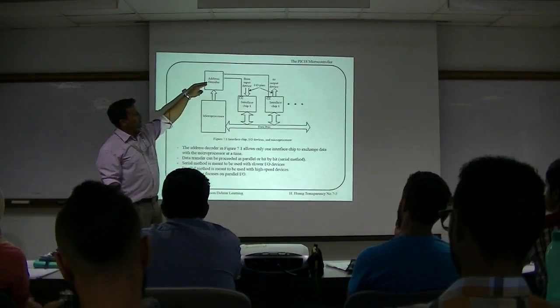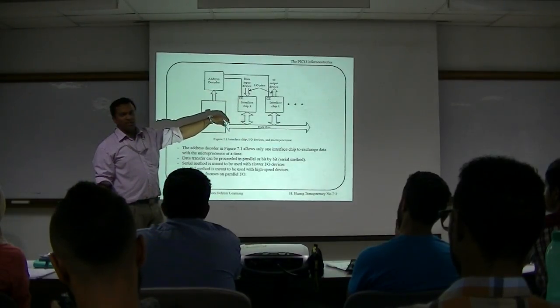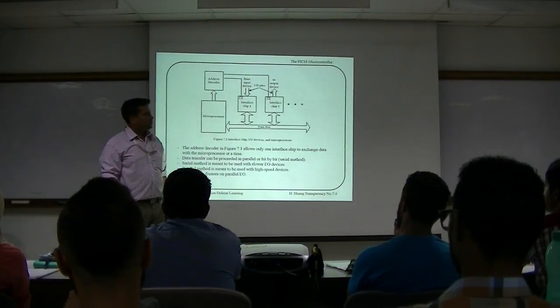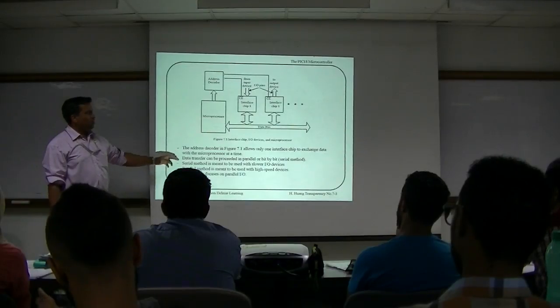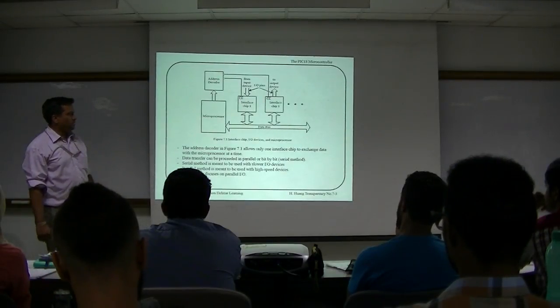Of course, why we have the address decoder is to select which port that we want to send it out to. So the address decoder only allows one interface chip to exchange data with the microprocessor at a time.